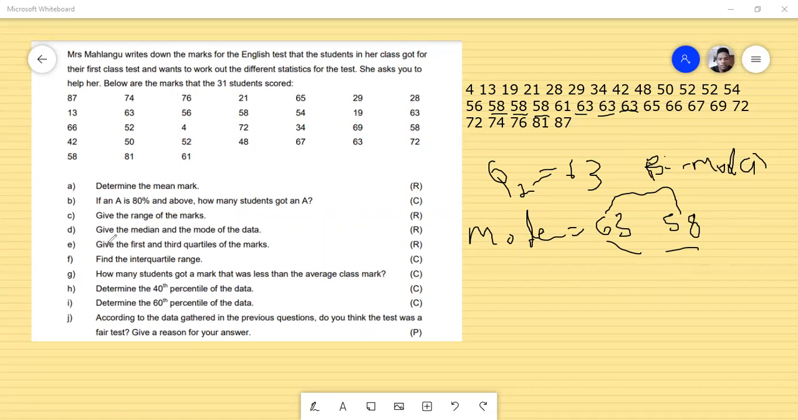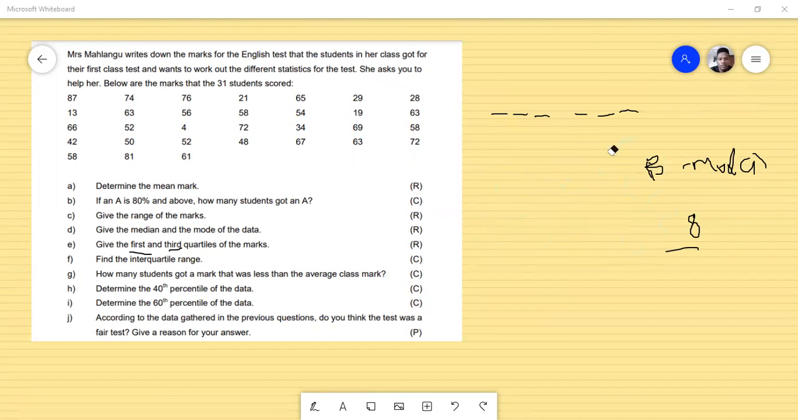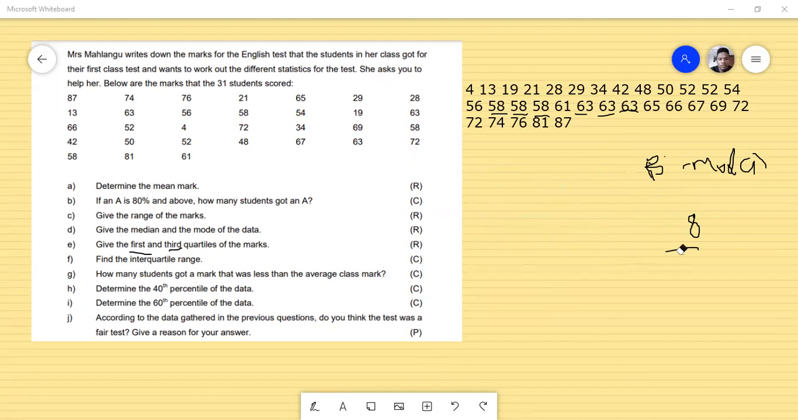So we go to the fifth question, which is saying give the first and third quartiles, right? So the first quartile is Q1, the third quartile is Q3. And we know that if we want any Q, whether Q1, Q2, or Q3, you must first calculate the position. And then after getting the position, that is when you can go to the actual data to find the exact value, right? I hope that makes sense.